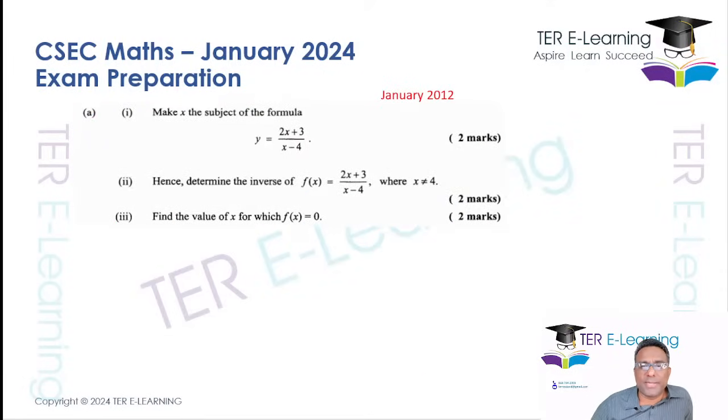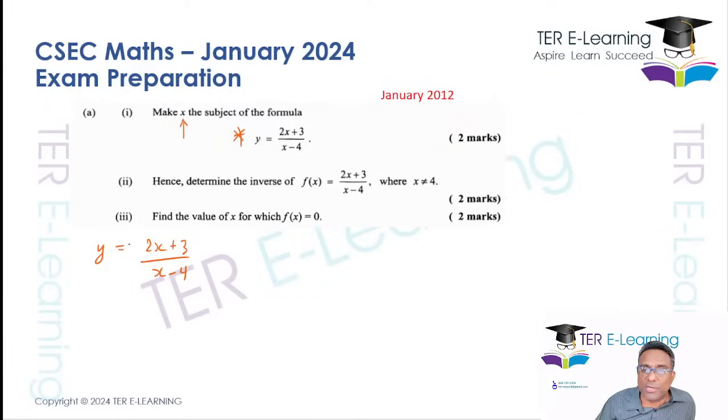So this question here is based on functions, right? This question is based on functions. So we have an equation here, y is equal to 2x plus 3 over x minus 4, and you want to make x the subject of the formula. So you're rearranging the formula, right? So y is equal to 2x plus 3 over x minus 4, right?